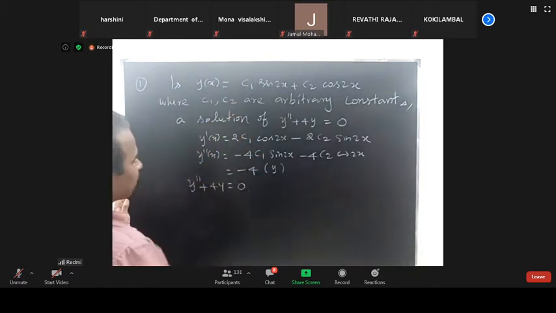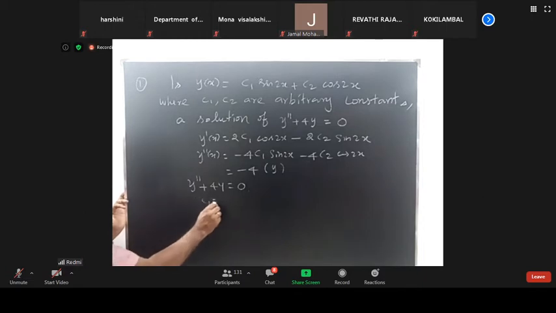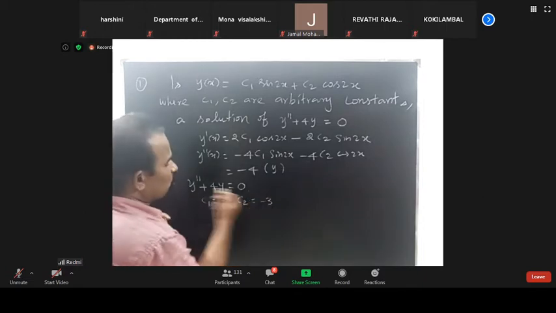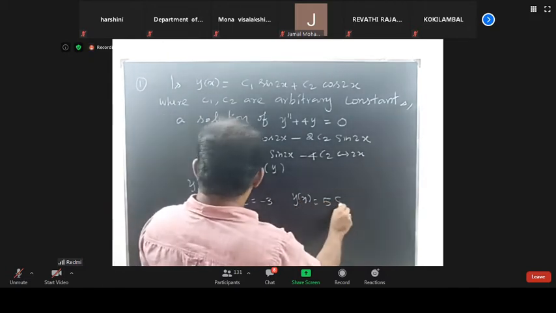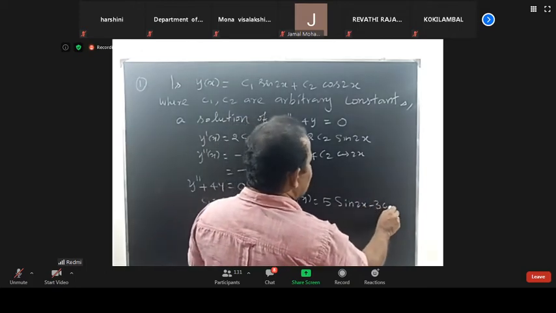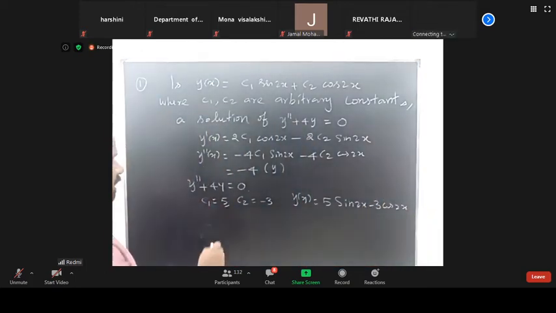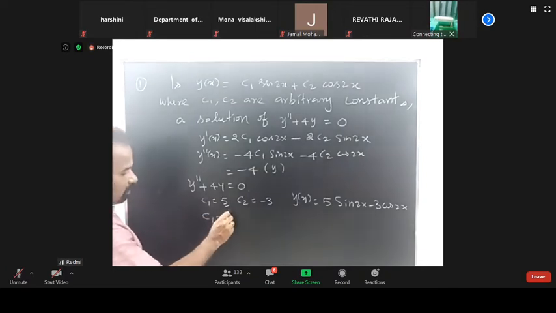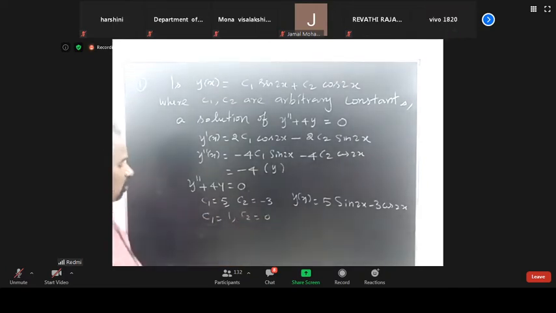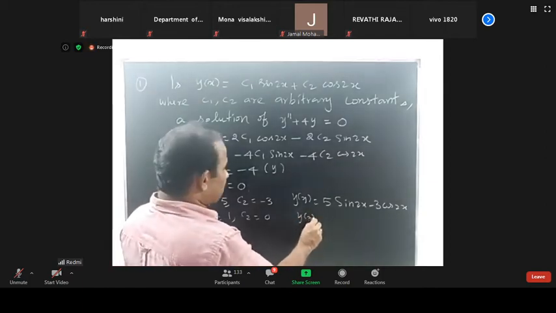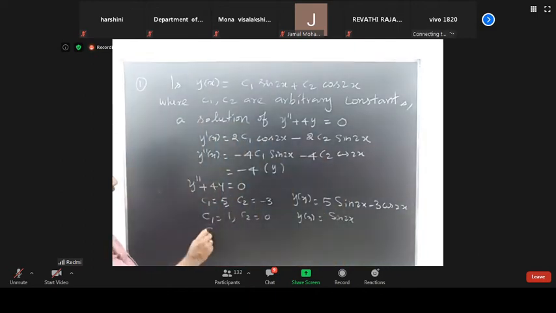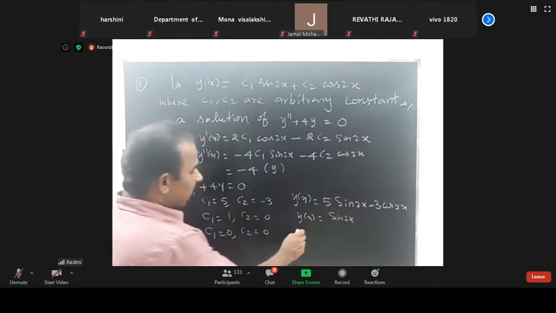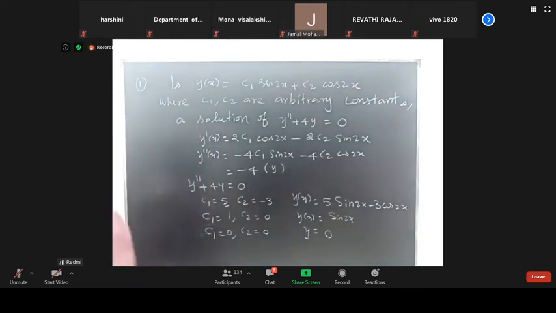Suppose we take c1 is equal to 5 and c2 is equal to minus 3, you will be getting y of x is equal to 5 sin 2x minus 3 cos 2x. Suppose I am taking c1 is equal to 1, c2 is equal to 0, you will be getting y of x is equal to sin 2x. Suppose c1 is equal to 0, c2 is equal to 0, you will be getting y is equal to 0.